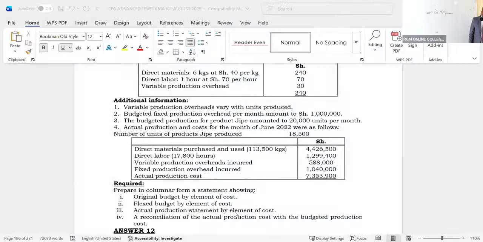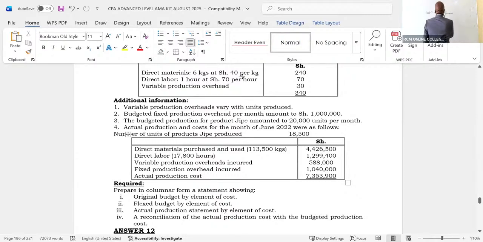Is there somebody who is able to see the standard price per kilogram? It's 40 per kilogram, isn't it? So I'll write here 40. Then I say into brackets minus actual price. The actual price I can see from the actual results, note number 4, actual production and cost. You can see material total cost was 44,265,00, but that is total, divided by the kgs that were bought. And the kgs bought were 113,500.